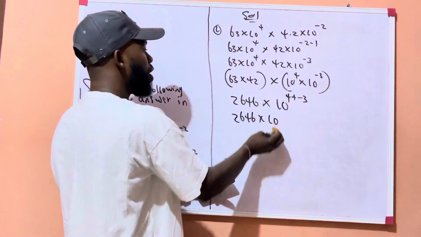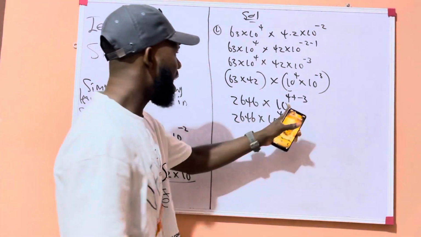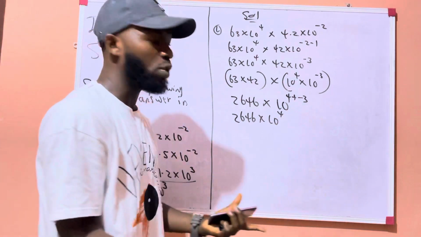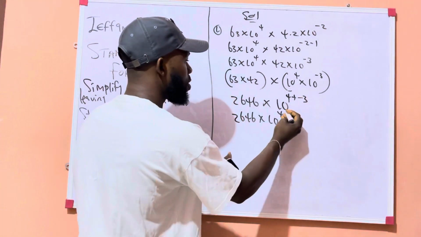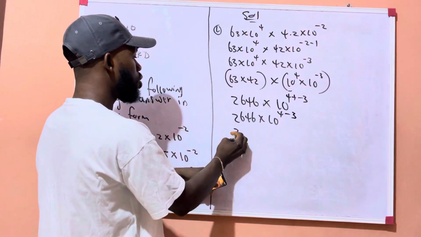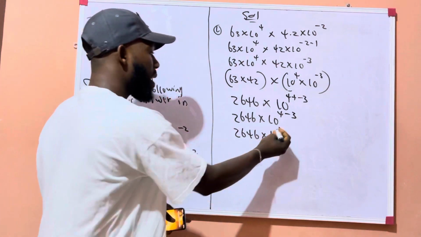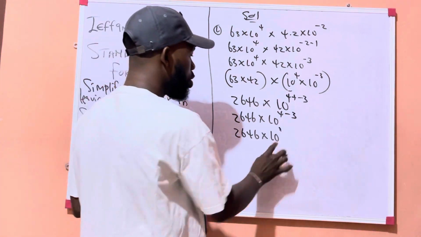2646 times 10 raised to the power of 4. Class, there is no way I can have two signs between two numbers. So what do we do? Plus times minus gives us minus. Now what do I have here? 3. So here becomes 2646 times 10 raised to the power of 1, because 4 minus 3 gives us 1.